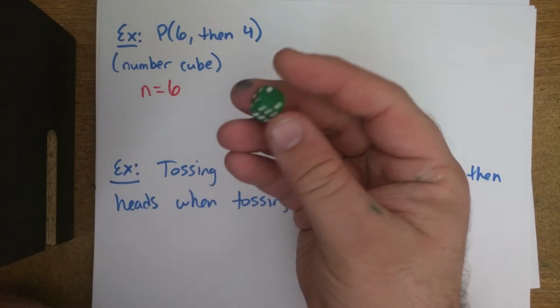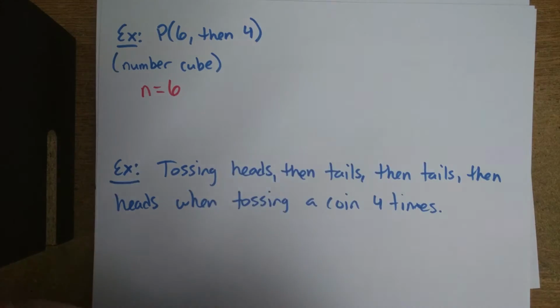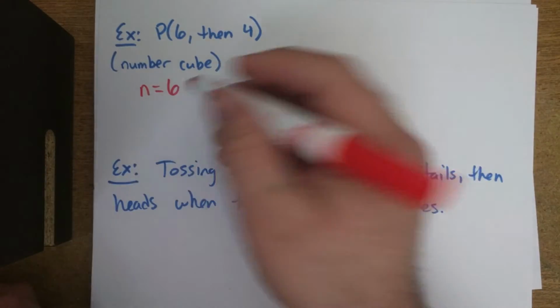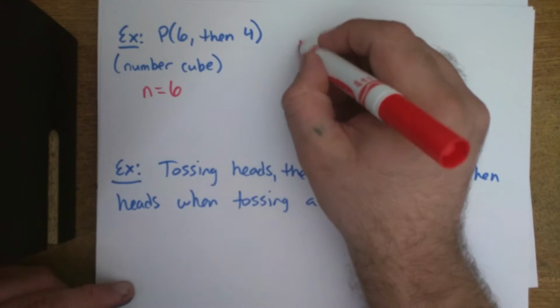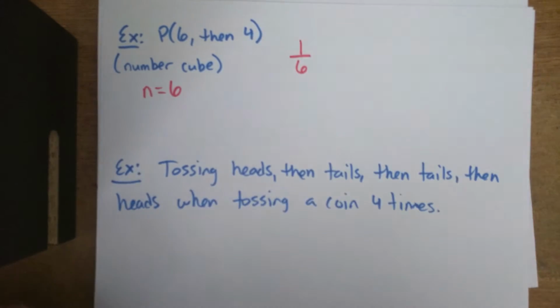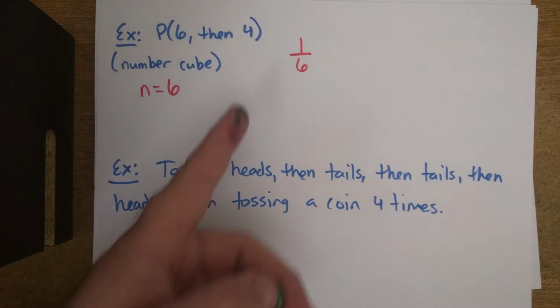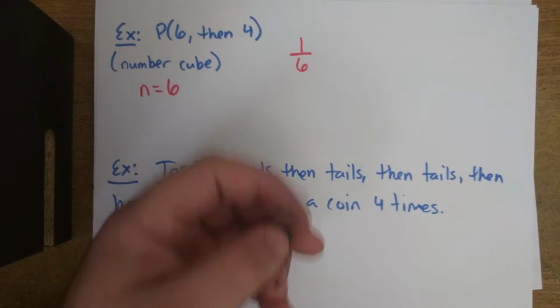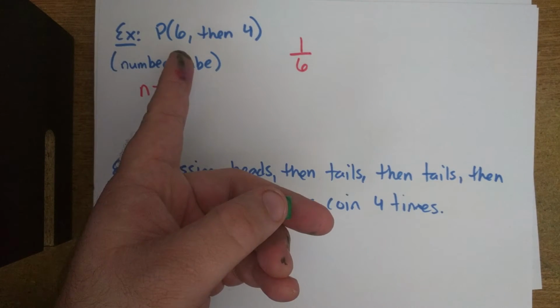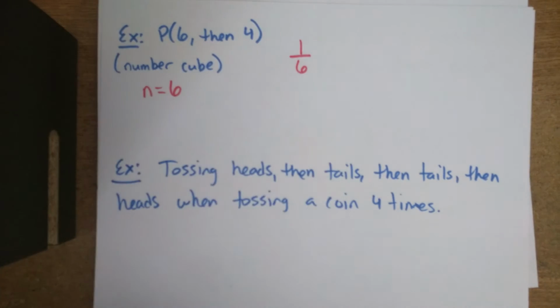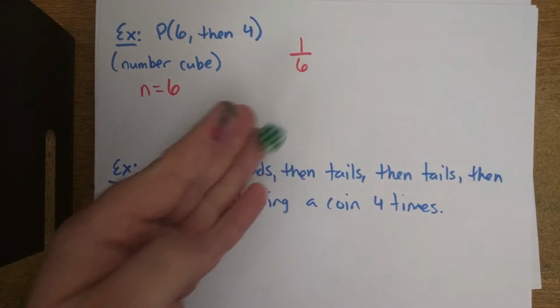Well, what's the probability of getting a 6 on a dice? Well, there's only one 6, and there's 6 sides, so the probability of getting a 6 is 1/6. But think about getting a 4 after rolling a 6. Does getting a 6 affect getting a 4? No.